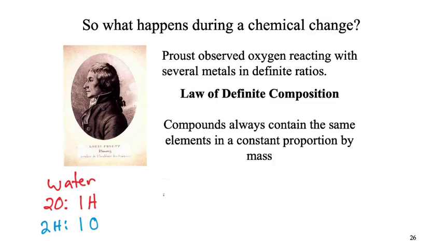The mass of a hydrogen atom is 1. How many hydrogens are in water? 2. So our hydrogen is 2H. I'll absolutely give you that. What's the mass of the 1 oxygen? 1 oxygen is 16. So your ratio is 2 to 16.